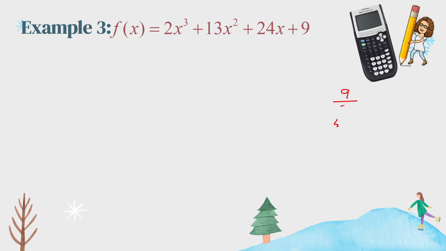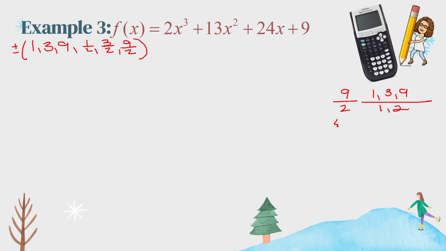So P over Q, 9 over 2. So I'm going to get a 1, a 3, and a 9, and a 1 and a 2. So my possible rational 0 list is 1, 3, 9, and then 1/2, 3 halves, and 9 halves.